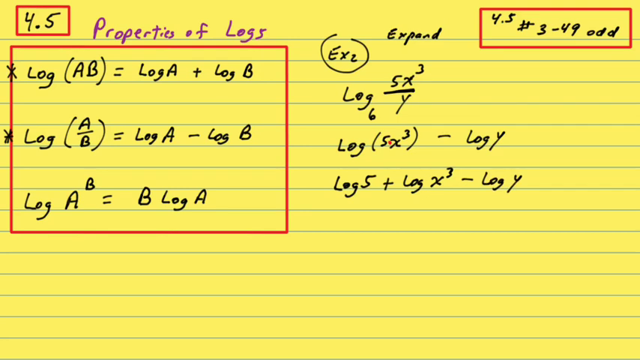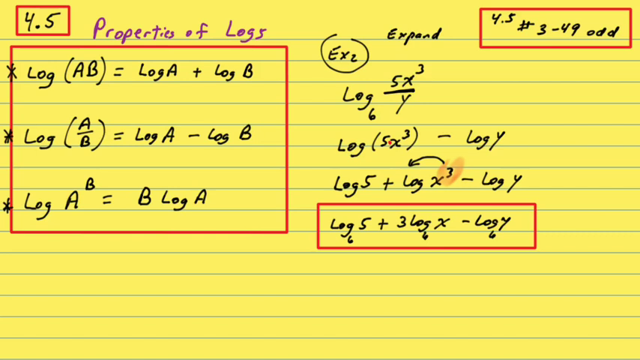There's only one last property to apply, and this is the last one here, where you have a power, log of x to the third. That would allow me to pull the exponent out front. So log 5 plus 3 log x minus log y would be the expansion. Now don't forget, these are all log base 6. But these properties apply to logarithms no matter what the base is. That's an expand.